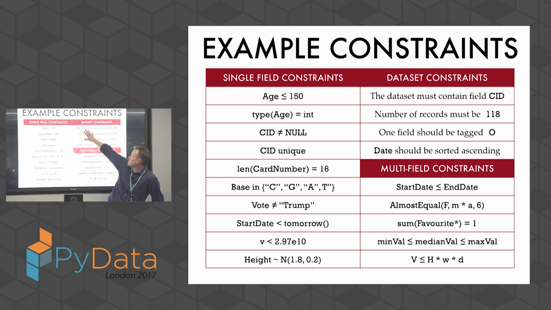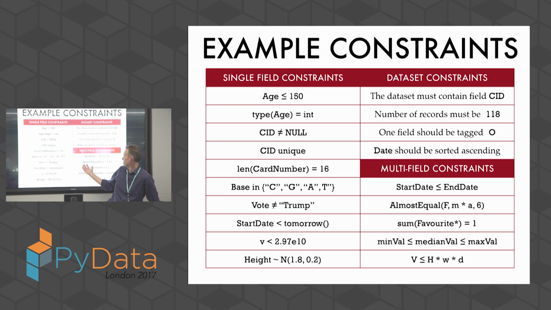We might also have constraints on whole data sets. So maybe the data set should contain a field called CID. And maybe it should have a particular number of records. It should have exactly 118 records, for example. Maybe if we've got tagging on fields and things, one of the fields should be tagged with an O, and maybe exactly one of the fields should be tagged with an O. Maybe it should be sorted in date order on some date field.